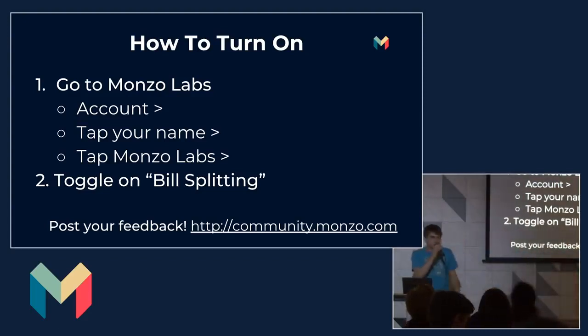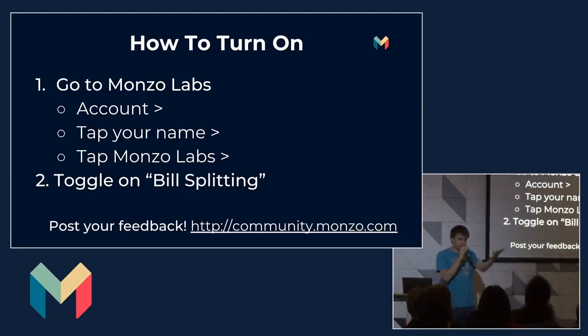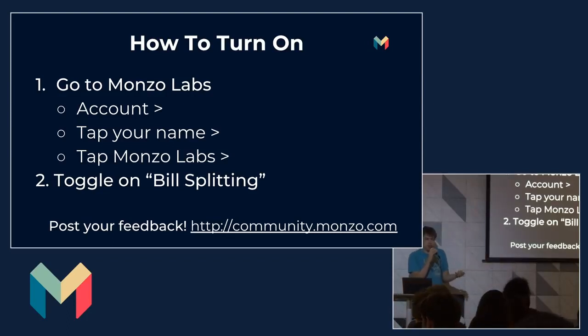Thanks, Rika. So now is the part of the evening where we have turned on the feature in Labs, bill splitting. 3D Secure was already turned on yesterday. If you follow these instructions, you go into your Monzo app, you tap through to the account tab. At the top, you'll see your name. If you click on that and scroll all the way down, you'll find Monzo Labs. In there, you should see 3D Secure and bill splitting, and you should be able to turn on bill splitting. Then you can go find a transaction, and you can split the bill on that.